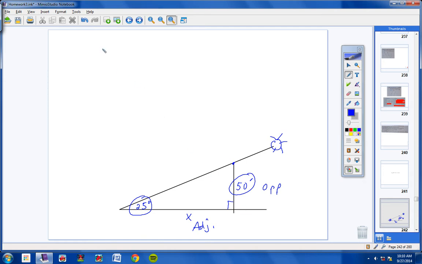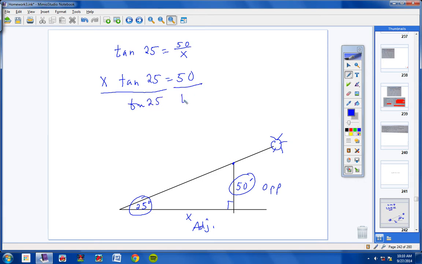you want to use the trig function tangent. So the tangent of 25 equals opposite over adjacent. Your denominator's X. So multiply both sides by X to get rid of your fraction. And then to get X by itself, you divide both sides by the tangent of 25. These cancel, and there's X. X is 50 over the tangent of 25.